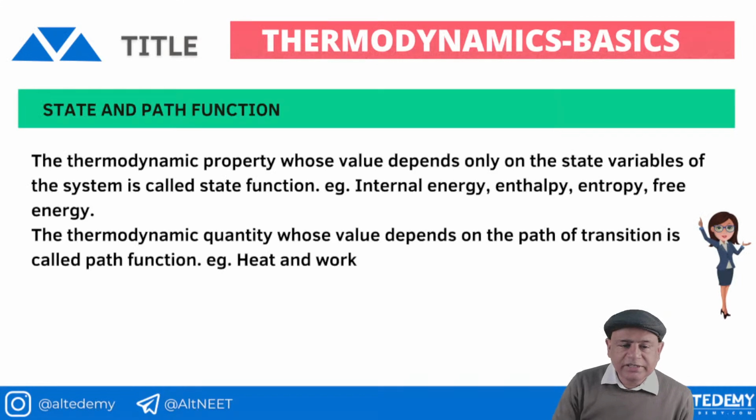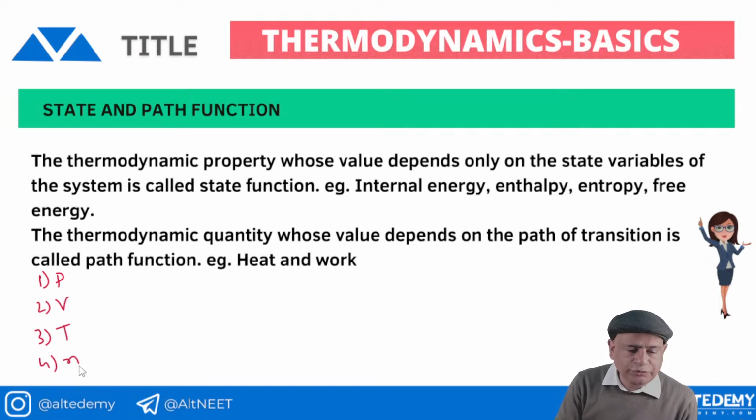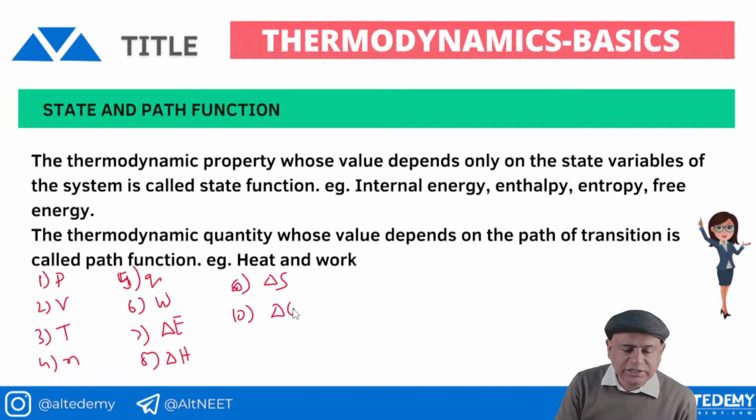We discussed extensive and intensive properties. Let us talk about state and path functions. I'll elaborate it very briefly. We had discussed almost 10 such things. Let us number them: number 1 pressure, number 2 volume, number 3 temperature, number 4 number of moles, number 5 Q, number 6 W, number 7 change in internal energy, number 8 change in enthalpy, number 9 change in entropy, and number 10 change in Gibbs free energy.